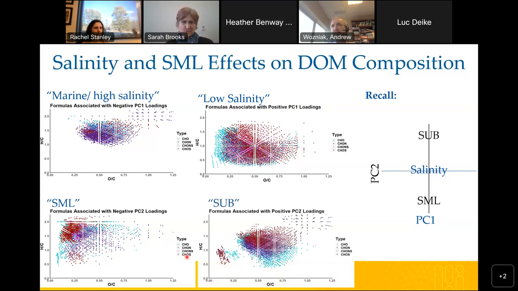And that can be contrasted with the subsurface waters, which are just about a foot below, or an arm's length below, literally, the microlayer. And we can see these compounds that look a lot more like what we would see in these marine and lower salinity groupings. So higher O to C compounds probably don't have those amphiphilic properties that we described previously.